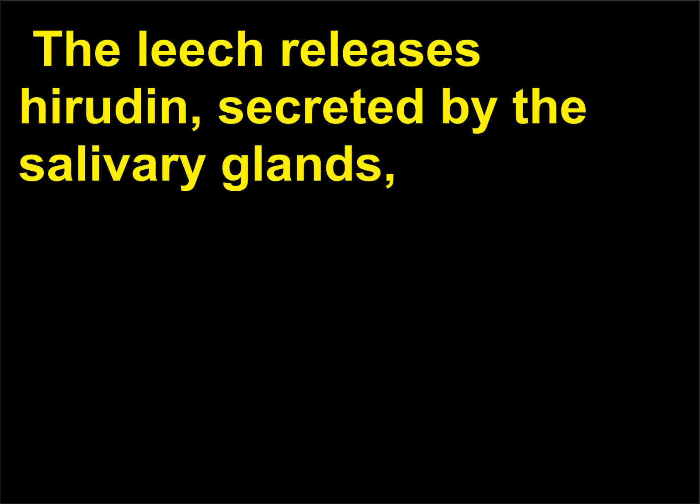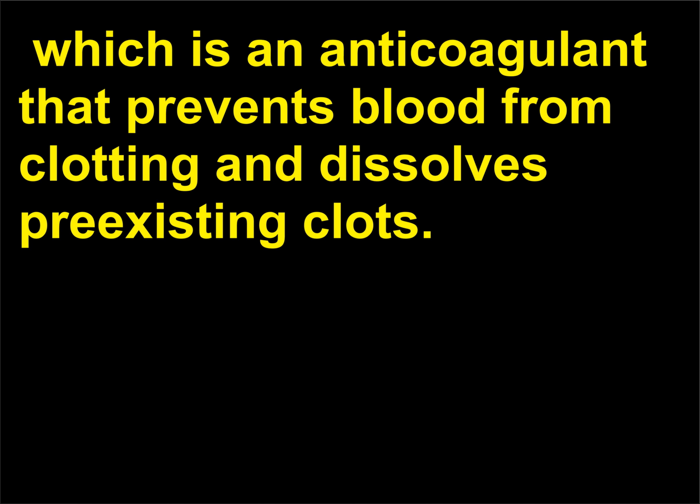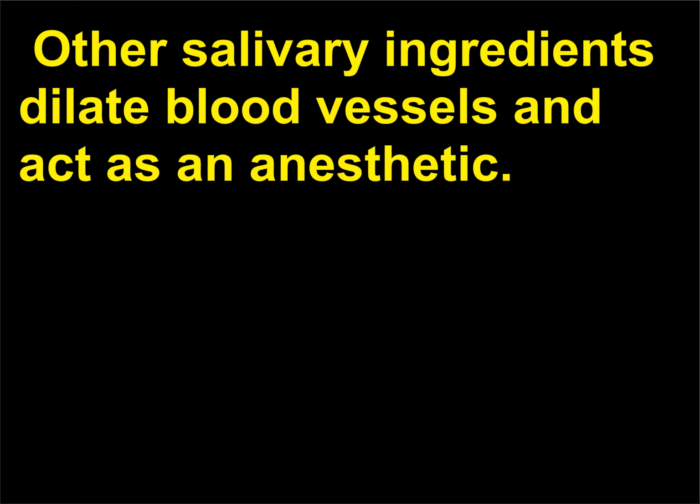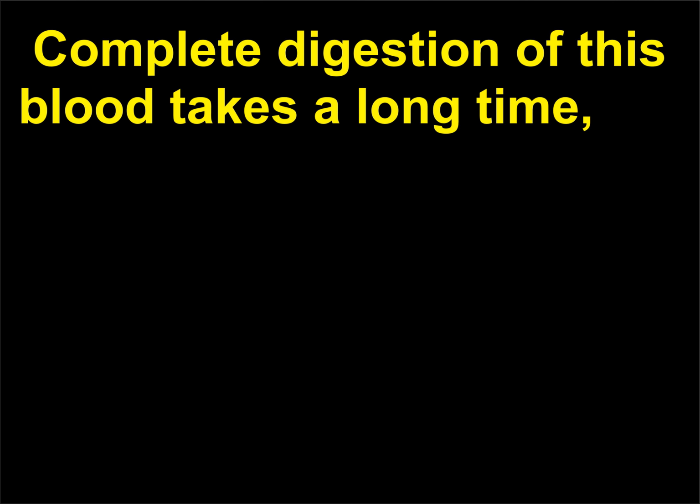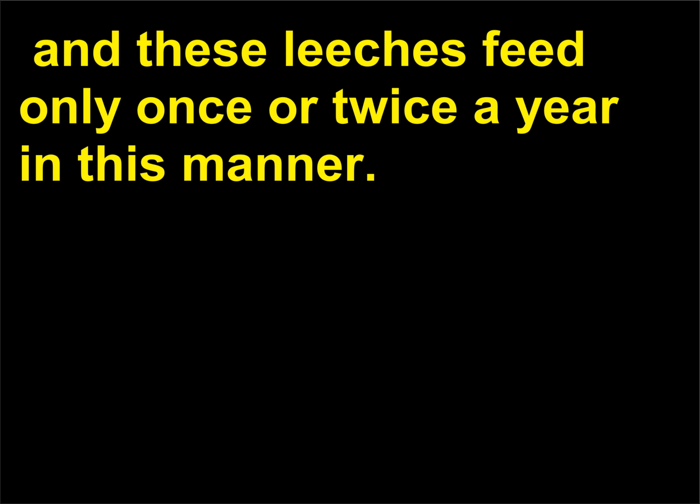The leech releases hirudin, secreted by the salivary glands, which is an anticoagulant that prevents blood from clotting and dissolves pre-existing clots. Other salivary ingredients dilate blood vessels and act as an anesthetic. A medicinal leech can absorb as much as 5 to 10 times its body weight in blood. Complete digestion of this blood takes a long time, and these leeches feed only once or twice a year in this manner.